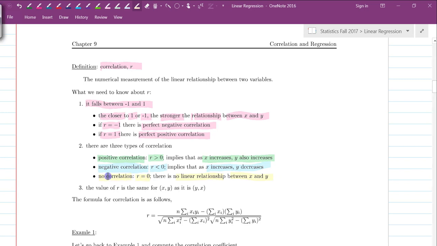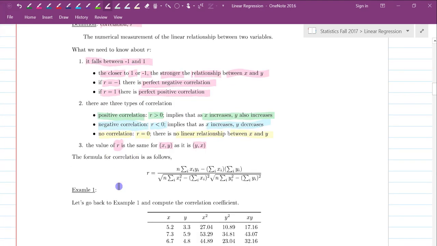Then lastly, we have the value of R is the same for X, Y as it is for Y, X. So it doesn't matter the order, the R is going to be the same. Now we have a formula here, and it looks very intimidating, okay? Don't worry about it. You got this. Every single student in my class has this. I'm just going to break it down a little bit at a time for you, okay?